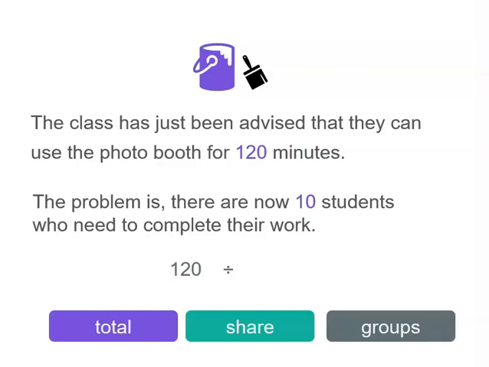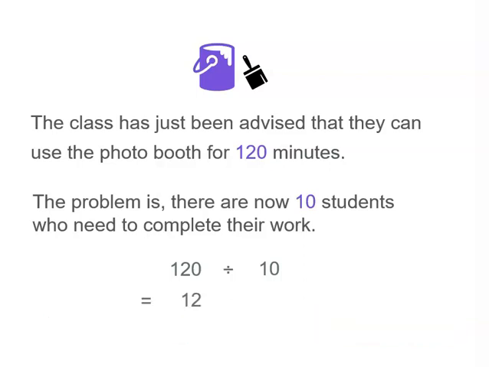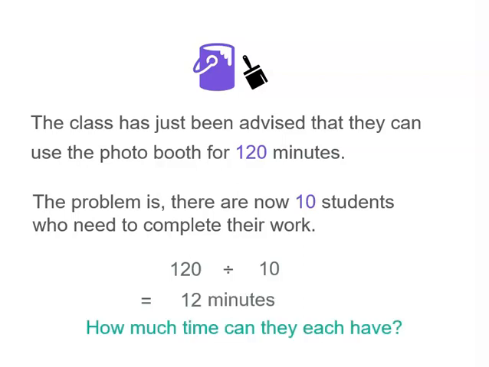Well, let's think of each student as a group. So 120 divided by 10 tells us how many minutes they can have each. Now, 120 is 12 tens. And if we're dividing by 10, that means we get 12 as our answer. So each student can actually have 12 minutes in the photo booth now, not 15, because there's more students.